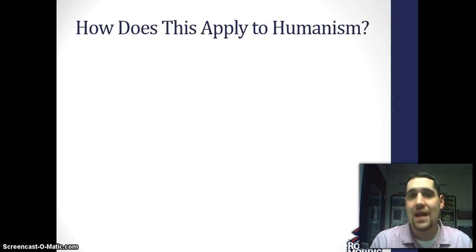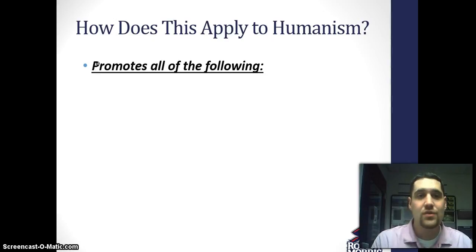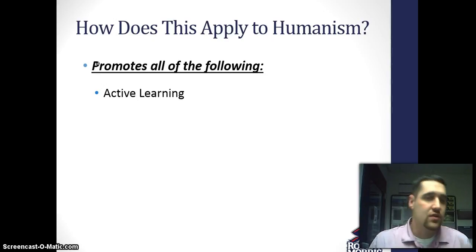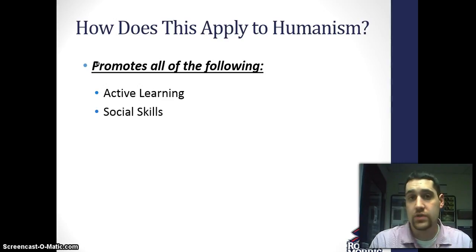So how does this apply to humanism? Well, first, it promotes all of the following. Number one, active learning. Once again, there's no passive learning. It's not just sitting here and listening to a lecture. It's taking action in what you're trying to accomplish. Also, we talked about social skills, being able to interact with another human being and learning those skills of what to say or even what not to say, when to listen versus when not to listen. You find those gaps are filled in with this.